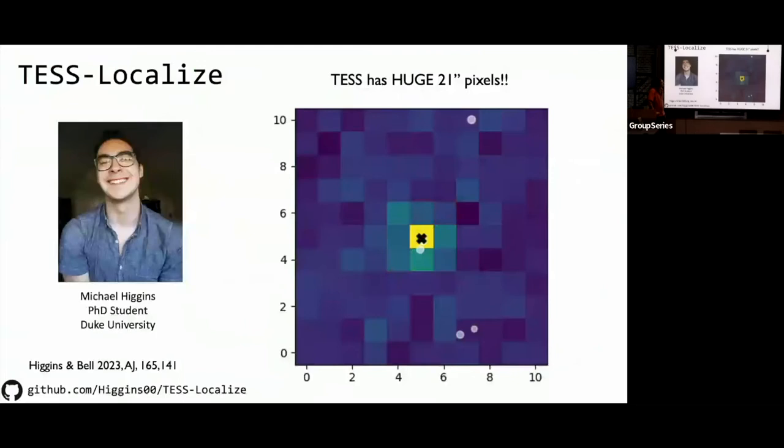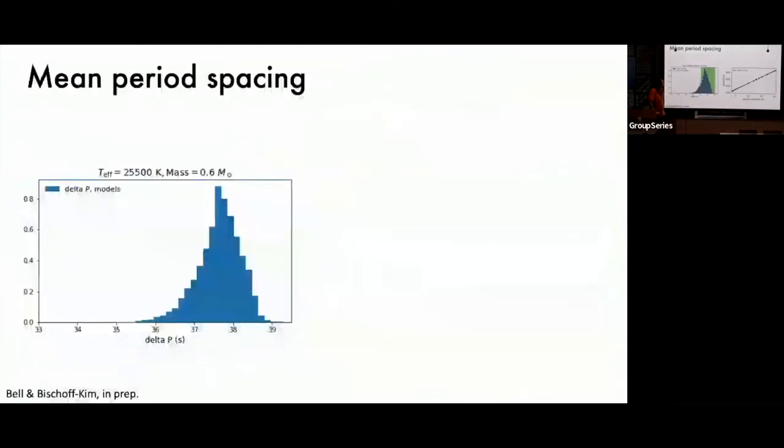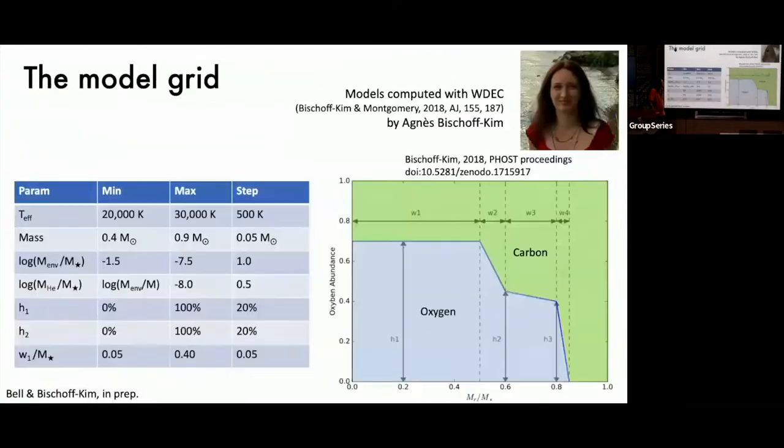Well, let's see. Wait a minute, I passed it. Okay, well, these are the parameters that we're sensitive to.